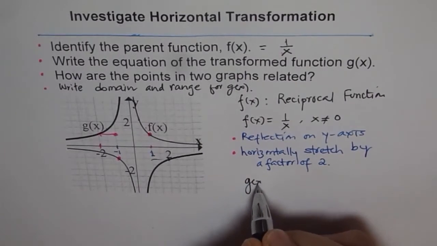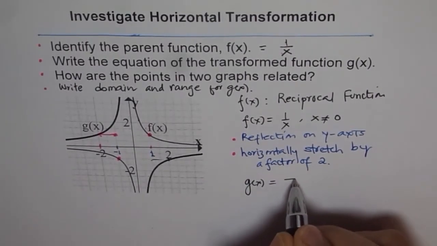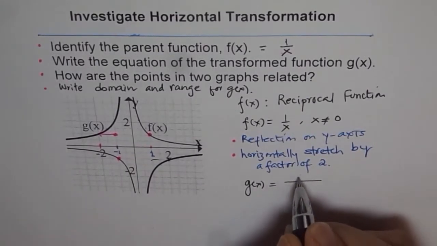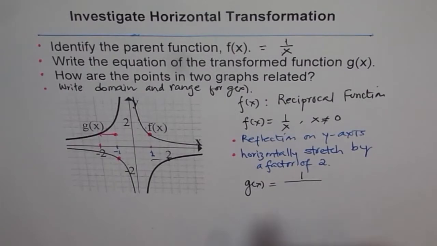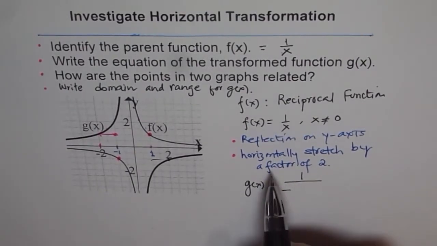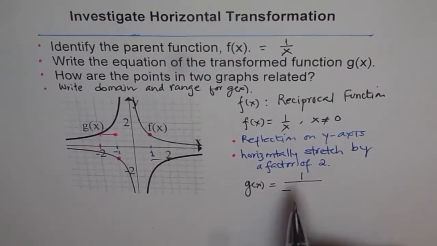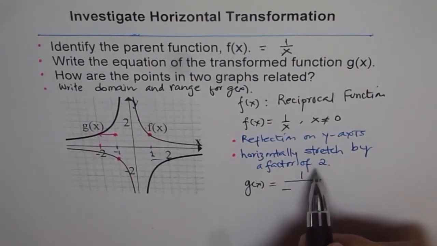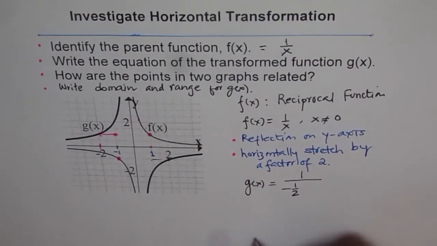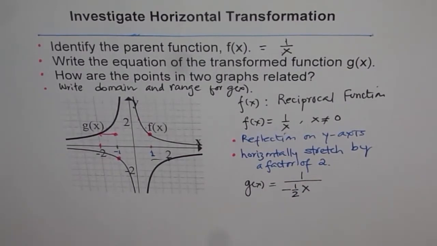Now with that I can write down the equation of my transform function. So I get g of x should be equal to what? Can you help me in this? So it is reflection, right? So it is minus, so let me write 1 here. We are doing nothing with the vertical thing, right? So we are doing minus here, and second is horizontally stretched by a factor of 2. When it is horizontally stretched, we'll write half of it, right? So half of it. Do you see that? x.